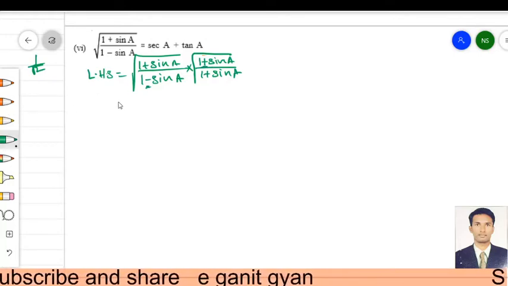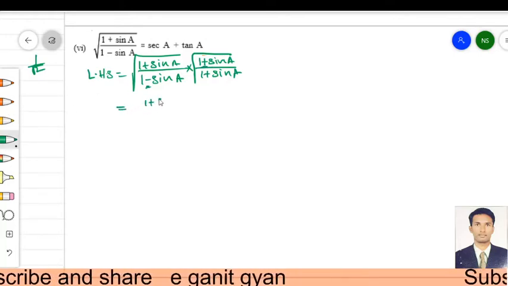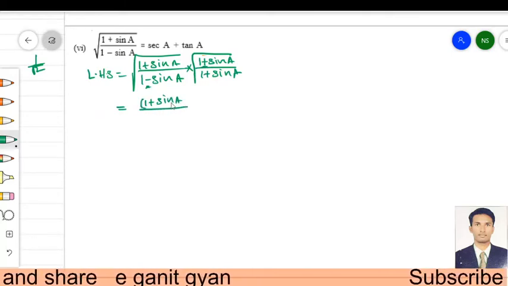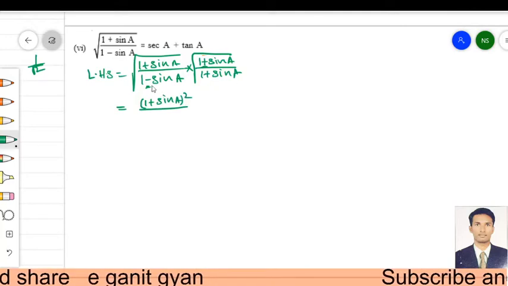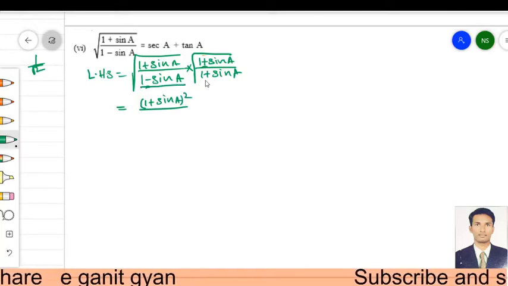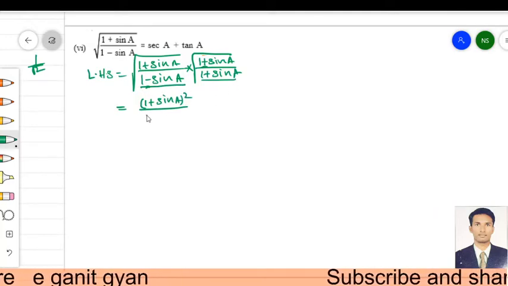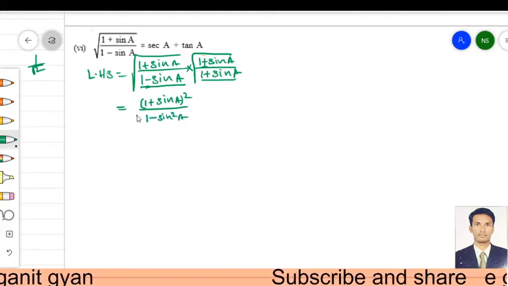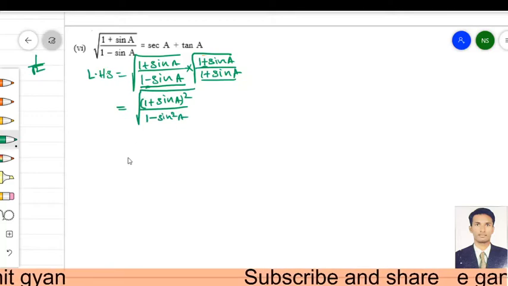If I calculate this, I will get (1 plus sin a) whole square divided by, I can take here (a minus b) into (a plus b), which is a square minus b square, 1 minus sin square a. All this will come under square root.